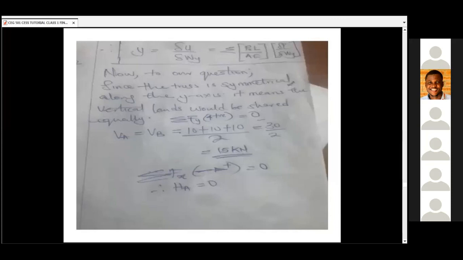Okay, and since there is no horizontal force, HA and any other horizontal force in the structure will equal what? Zero. Okay?